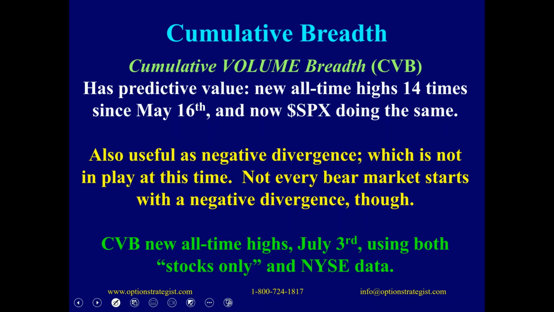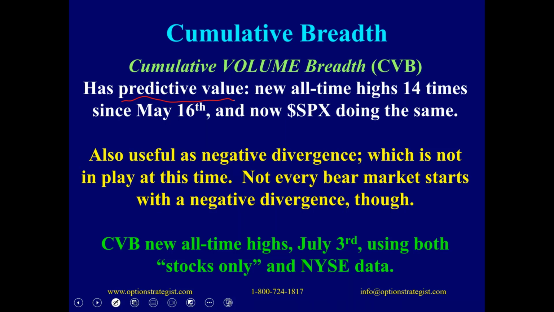Another thing I said we can do is keep a cumulative total. We keep a cumulative total of volume breadth: in other words, breadth on advancing issues minus breadth on declining issues, accumulated daily. We keep that for both New York Stock Exchange data and stocks only data. It turns out there are two uses of this. One, there's predictive value. This sometimes will make a new all-time high well before the S&P does, and typically the S&P comes along and does the same. That just happened. I'll show you that chart in a minute.